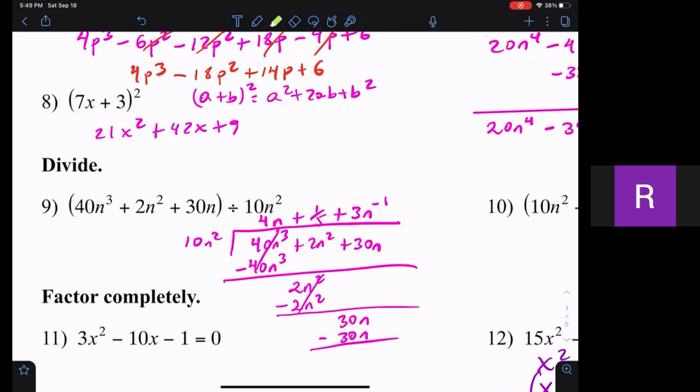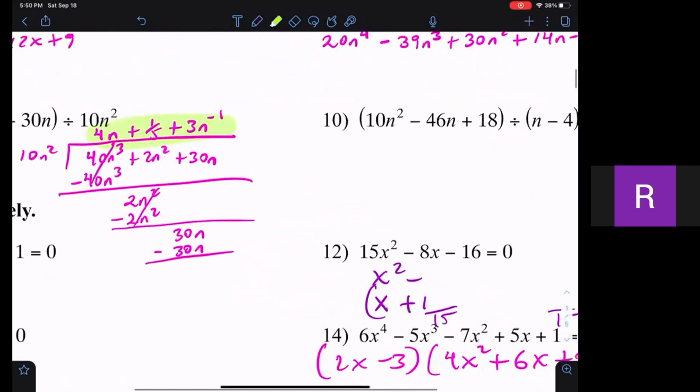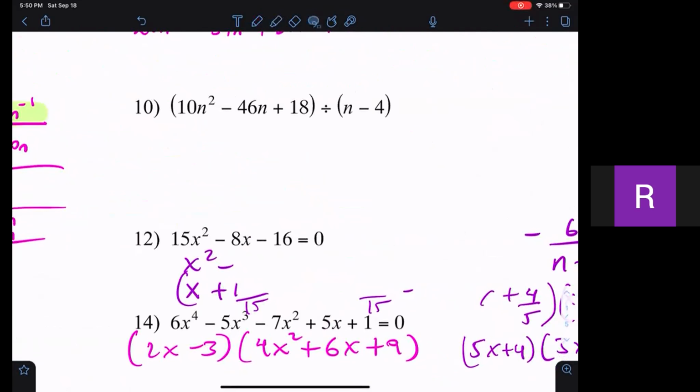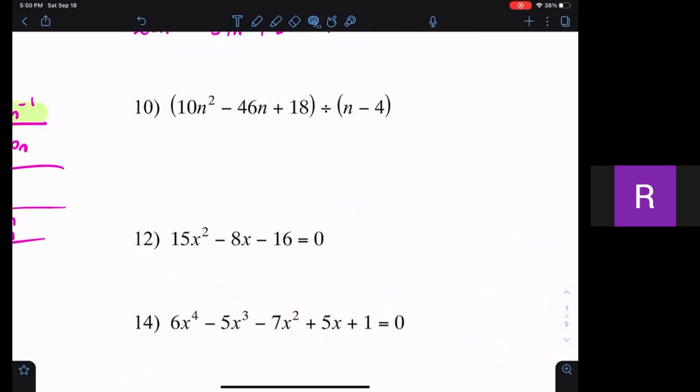This one right here. So it should be 4n plus 1/5 plus 3. Yeah, that's right. Now for this one, we can use synthetic division, just a review for you guys, in case you forgot. So we can use synthetic division. That's going to be 4. I get this for doing this, right?